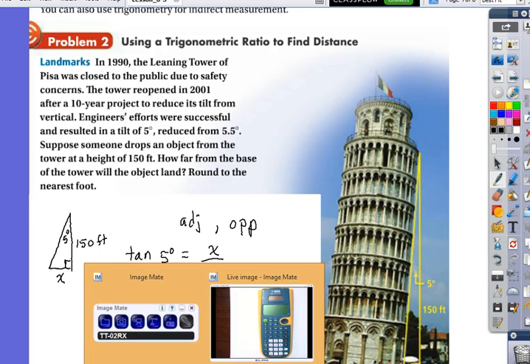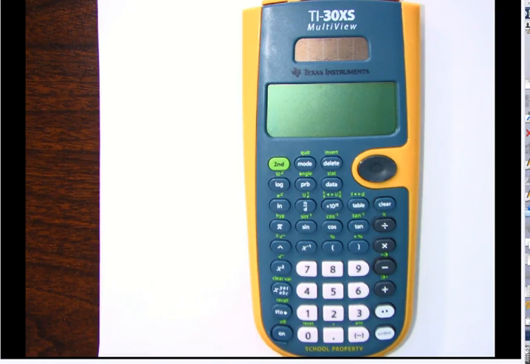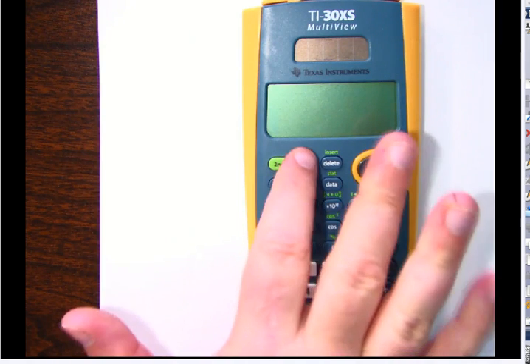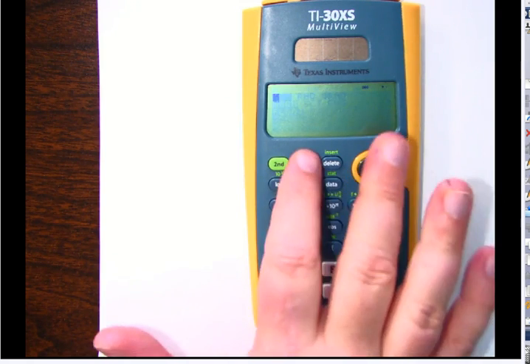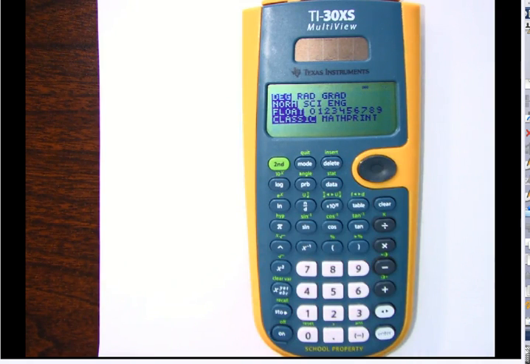So let's talk a little bit about the calculator. When we're working on trigonometry, our calculator needs to be in a certain mode. In this course, we are always going to use degrees. So our mode needs to be degrees. I'm going to turn the calculator on, clear it out, and hit mode. At the top, you'll notice that it's deg, rad, grad. Make sure your calculator is in deg mode.